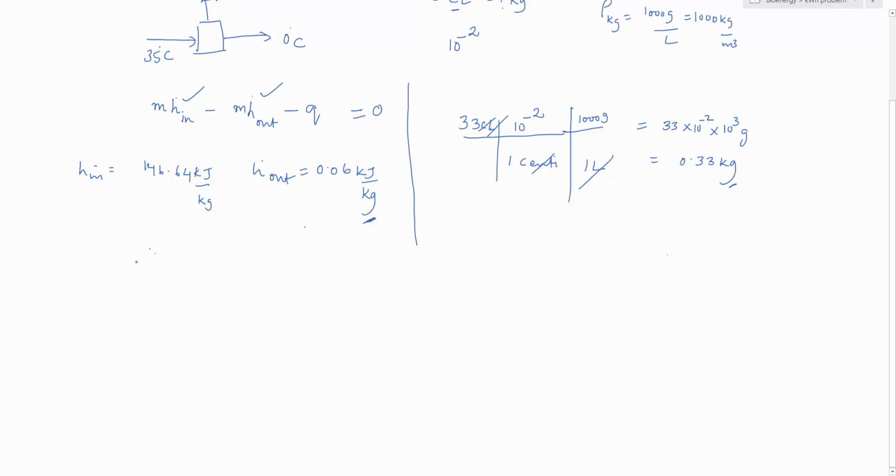So now we can plug in the value of mass, which is 0.33 times 146.64 minus 0.06 kilojoules per kilogram, and this is in kilograms. So when you multiply that, you get the kilojoules. It's 48.4 kilojoules per can, actually. That's the energy being lost per can, because Q is positive here. That means heat is given out by the system. So that's the Q for 1 can.